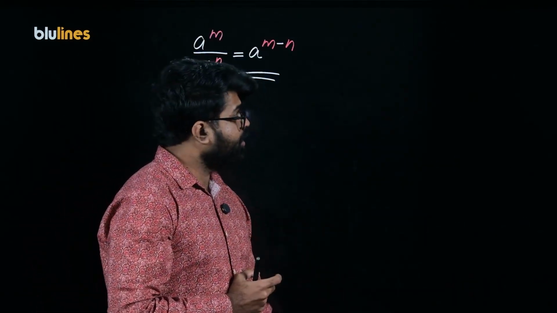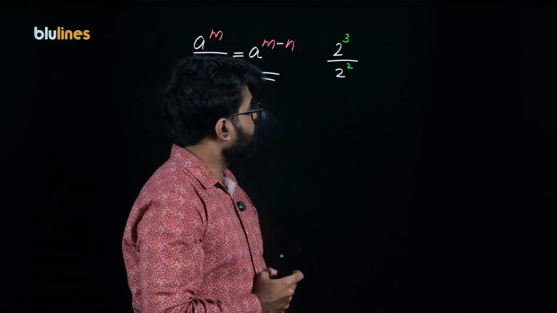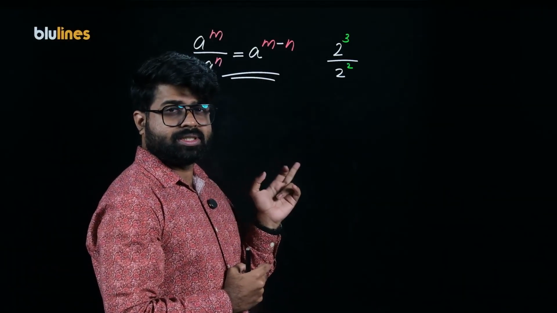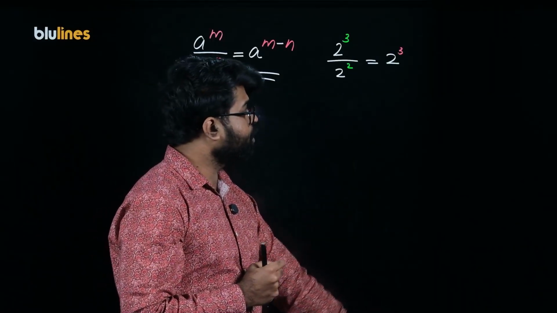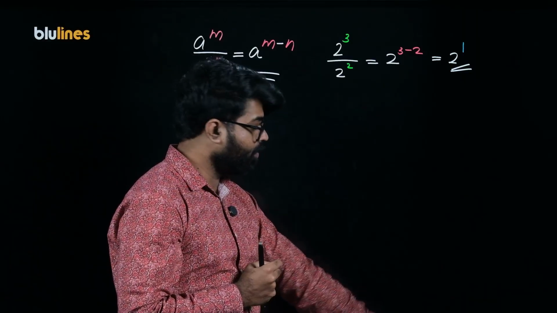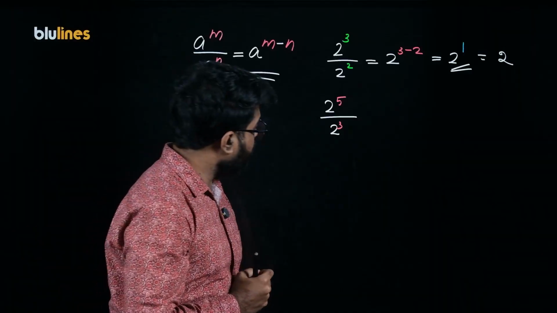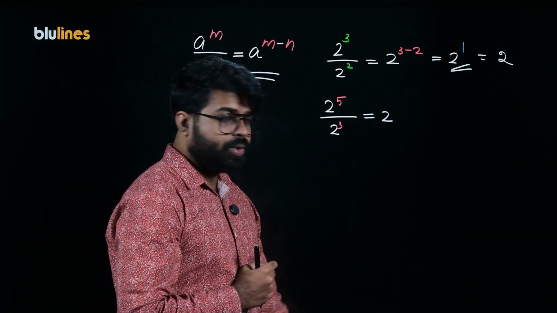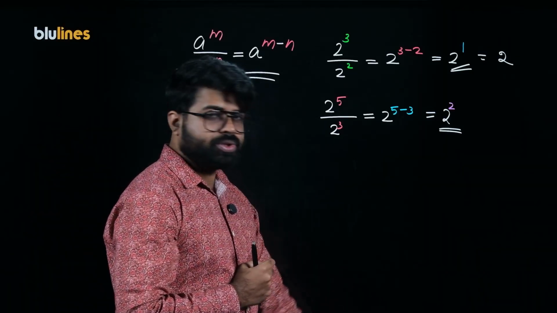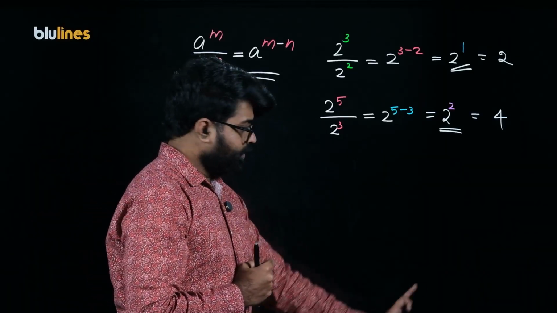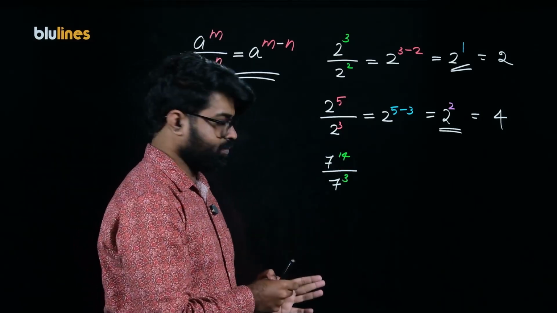We can see some more examples based on this result. I have 2 to the power 3 divided by 2 square. Based on this result, we can express this as 2 to the power 3 minus 2, which is equal to 2 to the power 1, and that is equal to 2. Similarly, 2 to the power 5 upon 2 to the power 3 is equal to 2 to the power 5 minus 3. So that is equal to 2 square, that is 4.